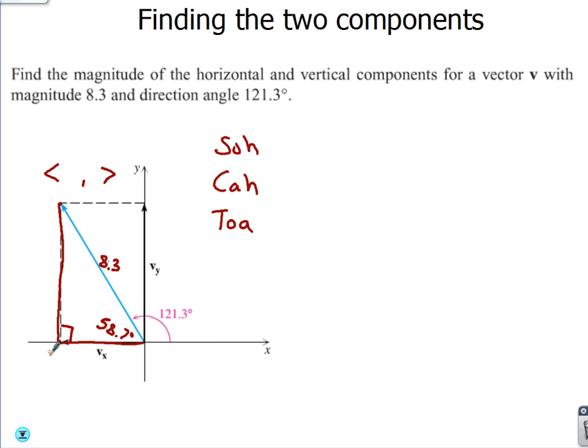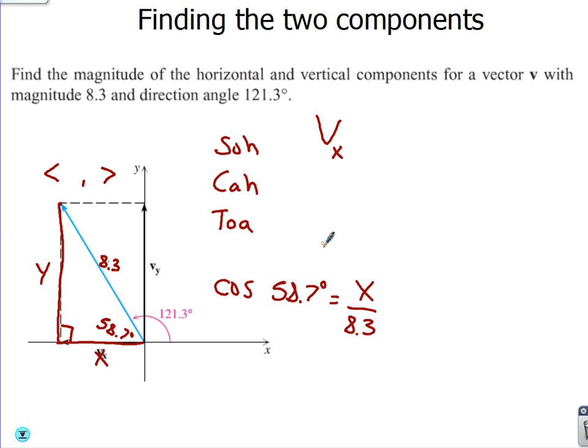Cosine. Set me up an equation, Seth. The cosine of my angle, let's call this x and y instead of what they call it. The cosine of the angle is equal to adjacent over 8.3. And they call it b subscript x. That's simply the x component of your vector.